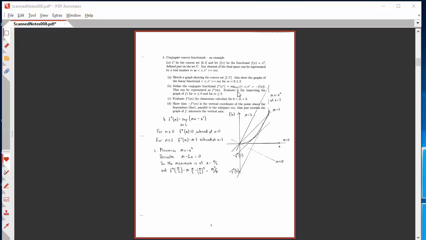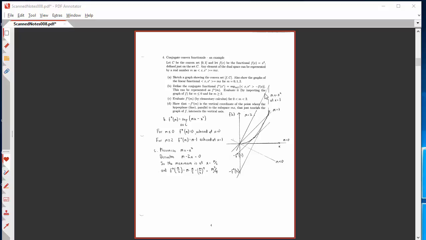So let's evaluate this conjugate functional for the easy cases where m is less than or equal to 0 and where m is greater than or equal to 2. If m is less than 0, there is the graph of our linear functional. It is always below the graph of f of x, so this difference can never be positive. The supremum, in fact, is 0, and it's achieved at the point x equals 0. So, if m is 0 or negative, f star of m is 0, and it's achieved there.